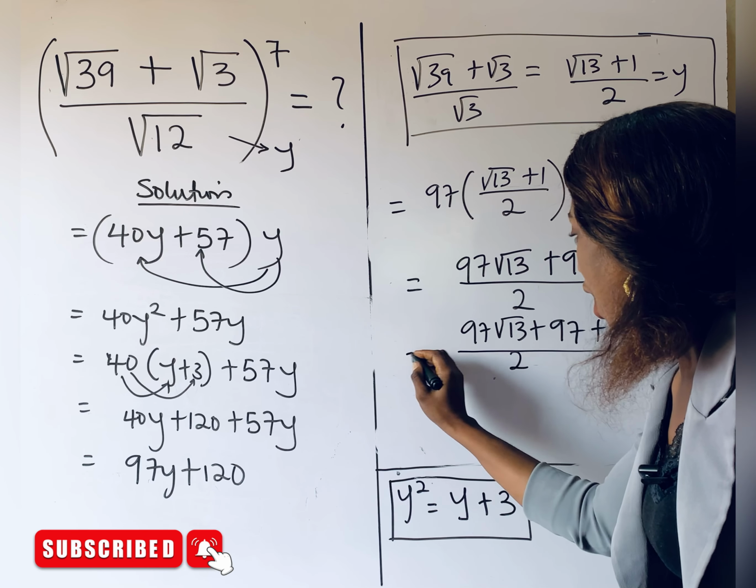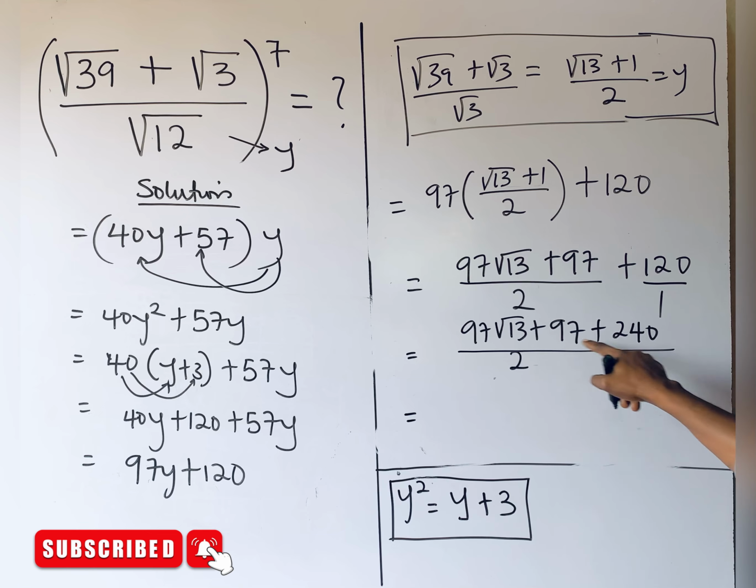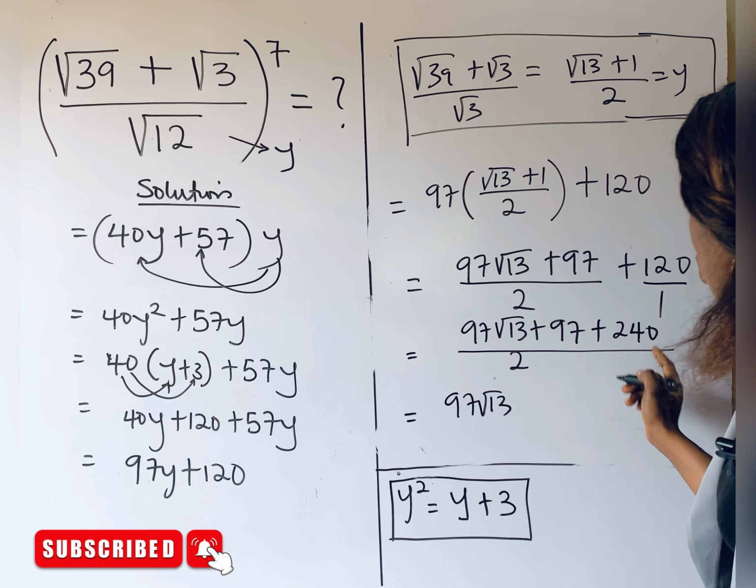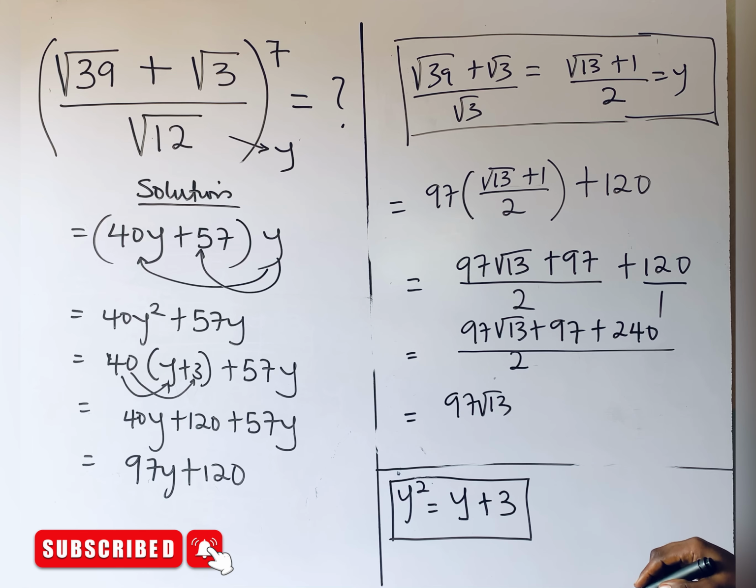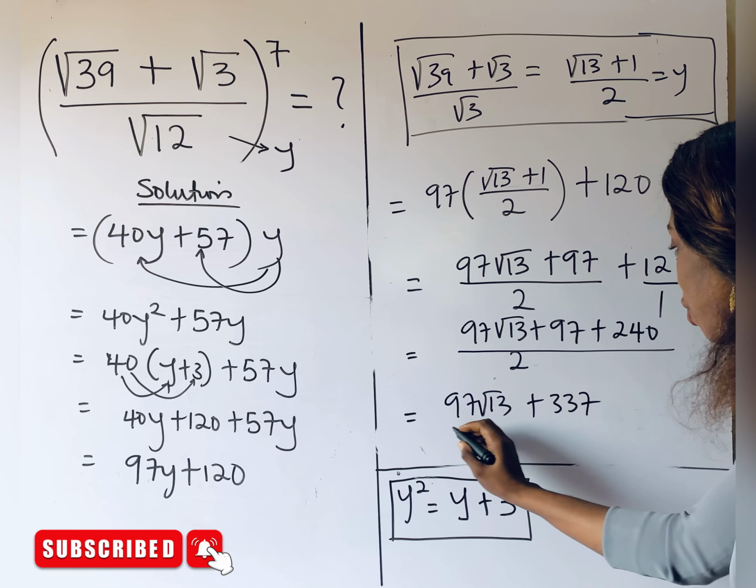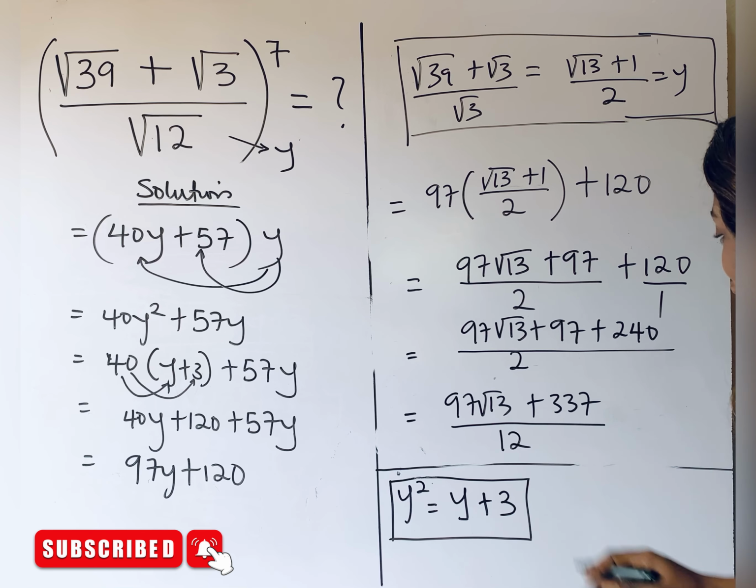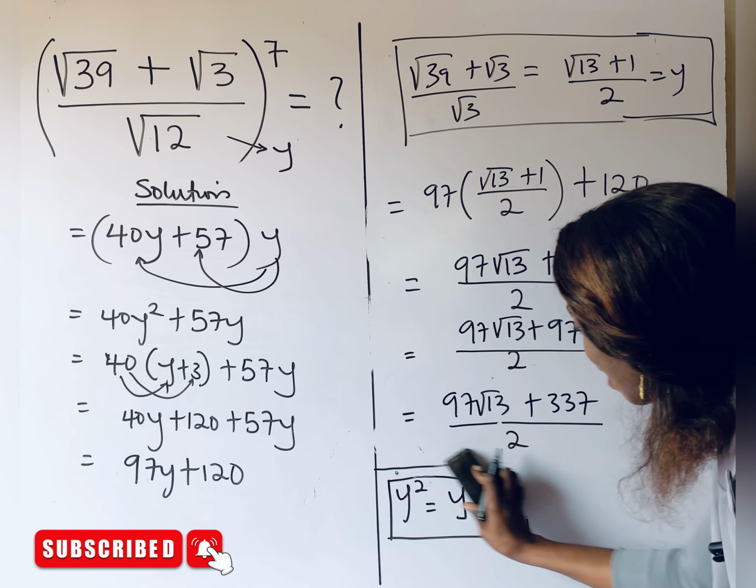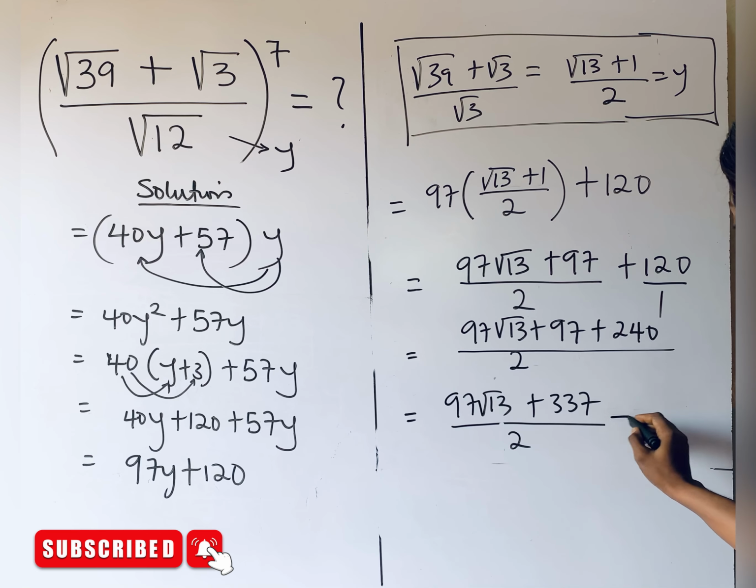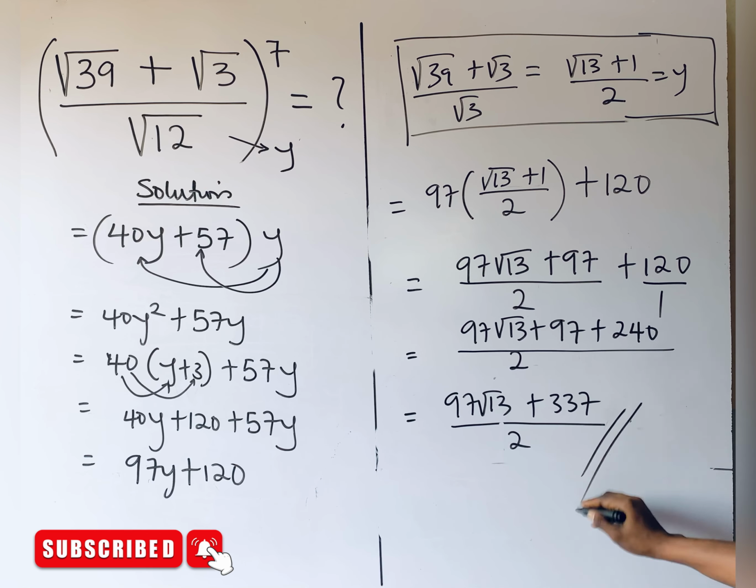So we are going to now add this. We can add this together because they are like terms. So this is going to give us 337. Yes, you are correct. 337 all over 2. So you see, for simplifying this question without calculator, this is what we have as an answer.